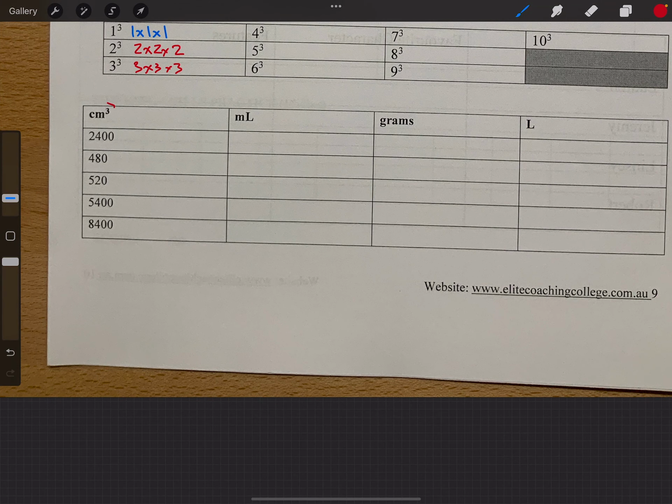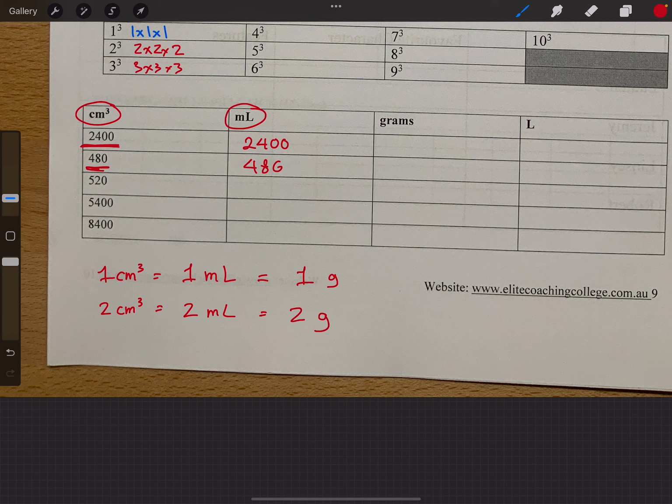Alright, to convert from centimeters cubed to milliliters, we know that 1 centimeter cubed is equal to 1 milliliter. So imagine if you have 2 centimeters cubed. How much is that? That's 2 milliliters, isn't it? This is the same. So if you have 2,400 centimeters cubed, that must be 2,400 milliliters. If you have 480, this will be 480. This will be the same. Also, this is equal to 1 gram as well, if you want to compare. So this will be 2 grams. Okay, they're all the same.